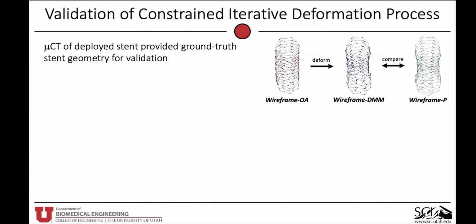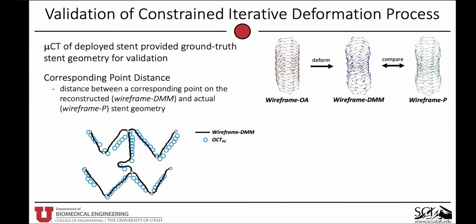So I mentioned we acquired micro CT data of that stent deployed in the Phantom, and that really allowed us to have ground truth information, right, to determine or really validate our diffeomorphic metric mapping process. So what we had is our wireframe in open air. It deformed through that diffeomorphic mapping process, and we could then compare it to a similar wireframe of that stent deployed in the Phantom. Right?